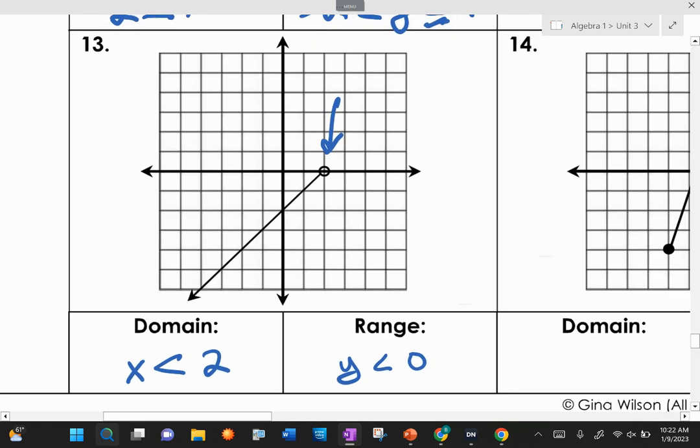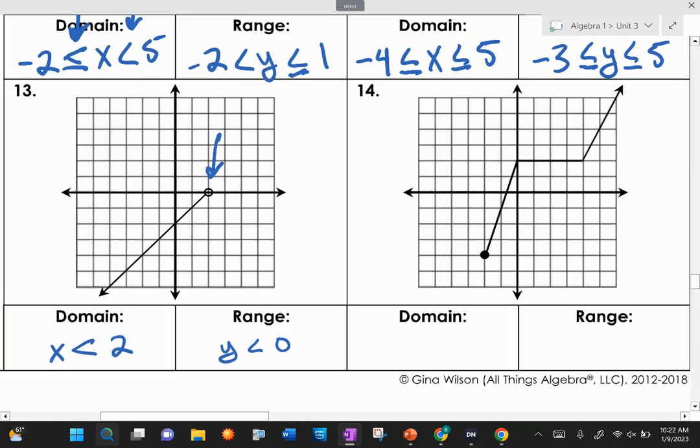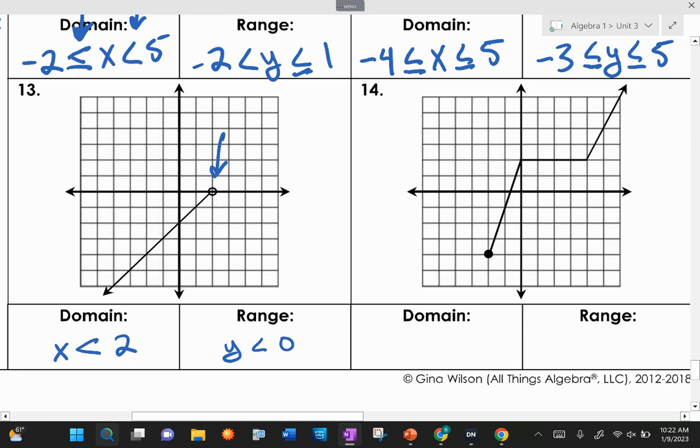Okay. Number 14. Our domain starts at -2 and goes to positive infinity. So it'll be x is greater than or equal to -2. The range, we start with y is greater than or equal to -4.